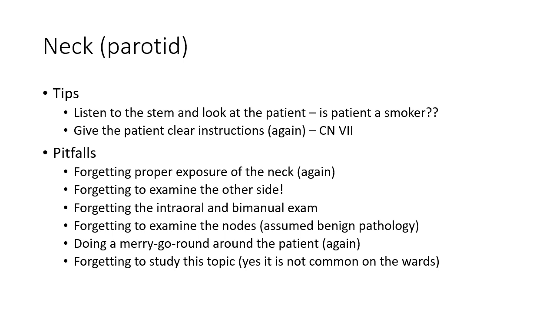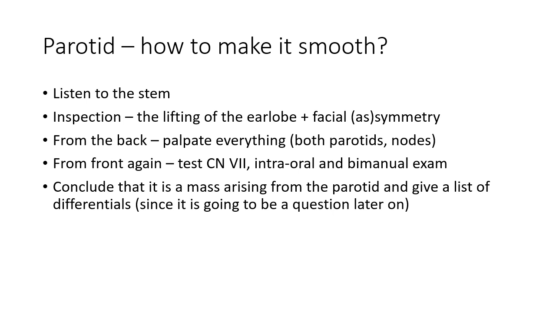Some of the pitfalls are common for both parotid and thyroid glands. Improper or lack of adequate exposure, forgetting to examine the other side, forgetting the intraoral and the bimanual exam, forgetting to examine the cervical nodes because you assume that it is benign pathology, and you're almost certainly right, but you still have to make a demonstration that you are examining for evidence of malignancy. Again, a lot of students do a merry-go-round around the patient without being systematic in their examination, and sometimes you just forget to study the parotid because it's actually not very common in the wards, but it's actually very common in the clinics. So how can you make the examination smooth?